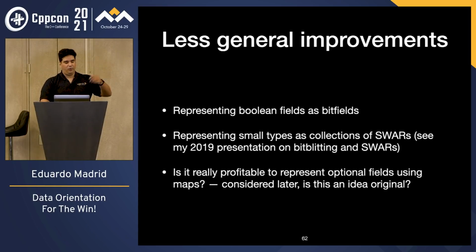You can represent Boolean fields as bit fields. You can represent the small types as swards, and then you can go back to my presentation 2 years ago about swards and how much more performance you can get from doing that.